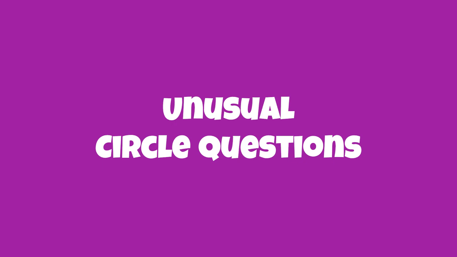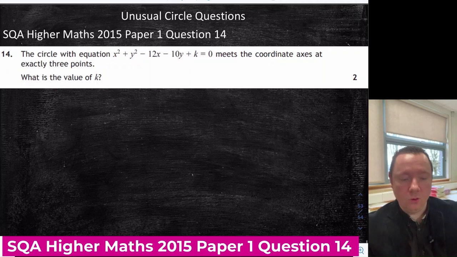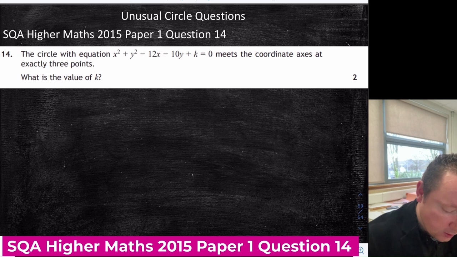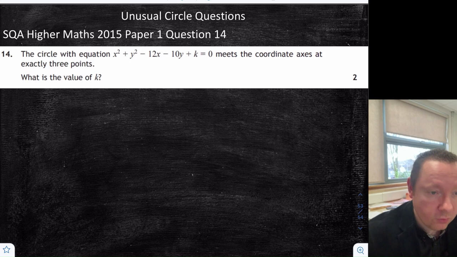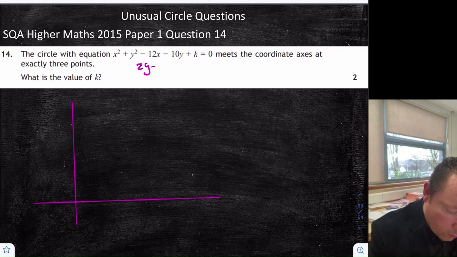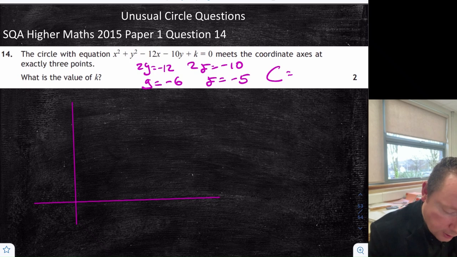Okay, some unusual circle questions, 2015 paper 1 question 14. A circle with this equation meets the coordinate axes at exactly 3 points. What is the value of k? So drawing a quick sketch of this, we've got 2g is minus 12 and 2f is minus 10. So g is equal to minus 6 and f is equal to minus 5. So our centre is equal to (6, 5).